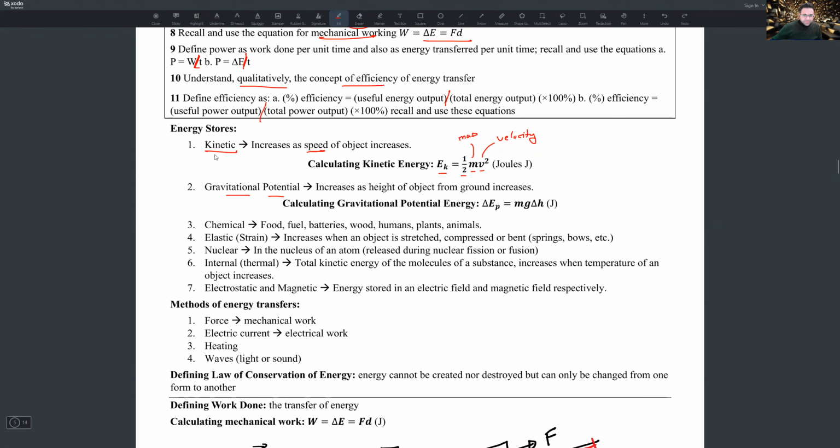Gravitational potential energy. معتمد على ايه؟ على height of the object. So if you have a box that's on the ground, for example, بنقول ان دي عندها zero gravitational potential energy. When you lift it up into the air and it has a certain height, بنقول عندها a certain amount of gravitational potential energy حسب الهايت وحسب الماس بتاع الأوبجكت. Okay.